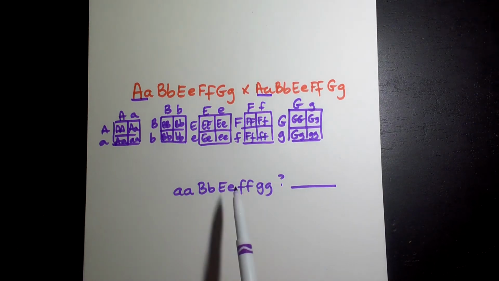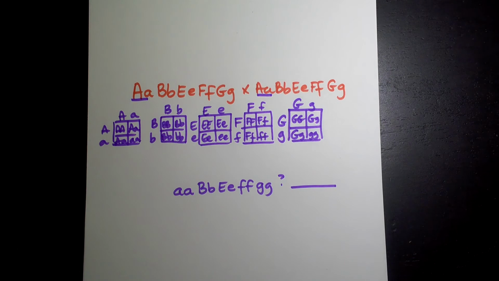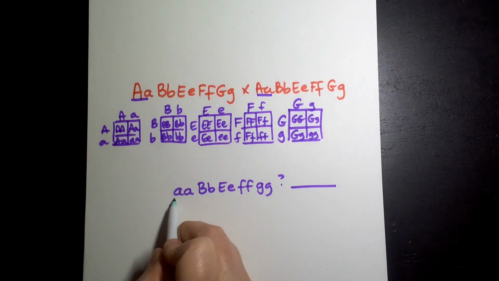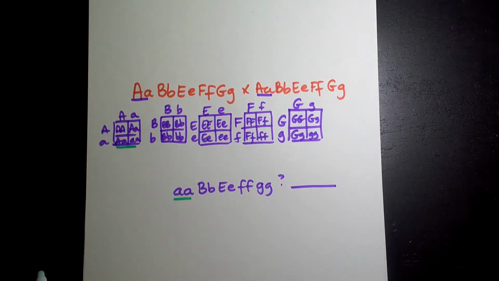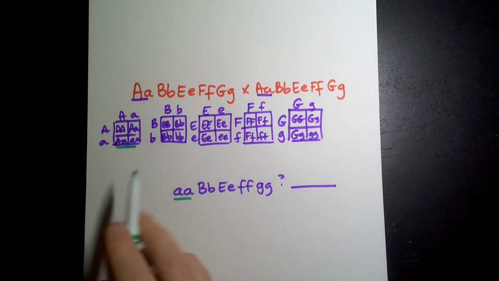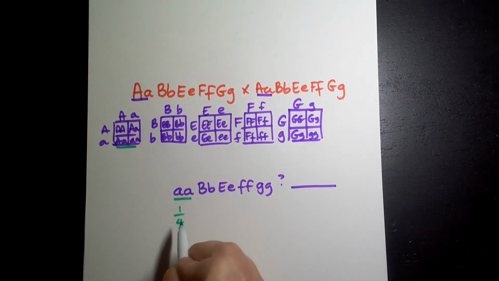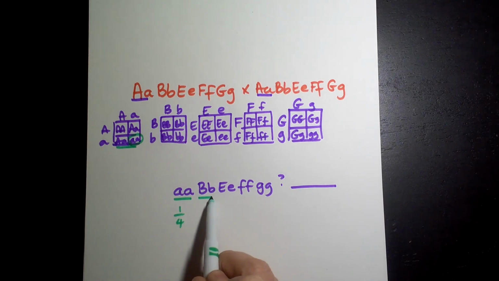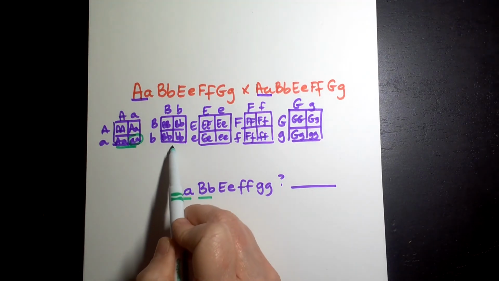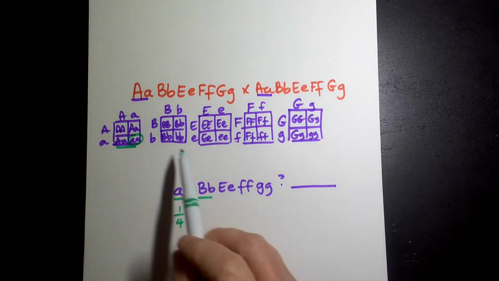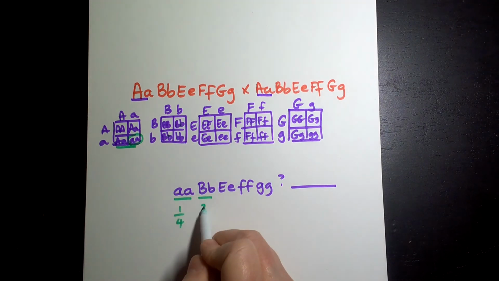So now I can separate it and look at them individually and figure out the chance of each combination. For 2 little A's, I would look at this Punnett square, and the chance of 2 little A's in that Punnett square is 1 out of 4 because it's only in that spot right there. Big B, little b: I look at the B Punnett square. Big B, little b actually has a 2 out of 4 chance.